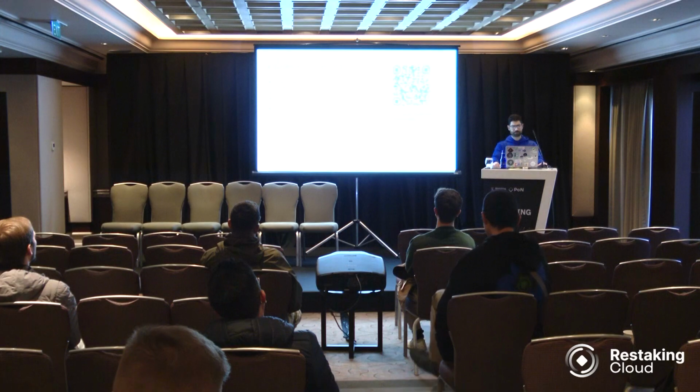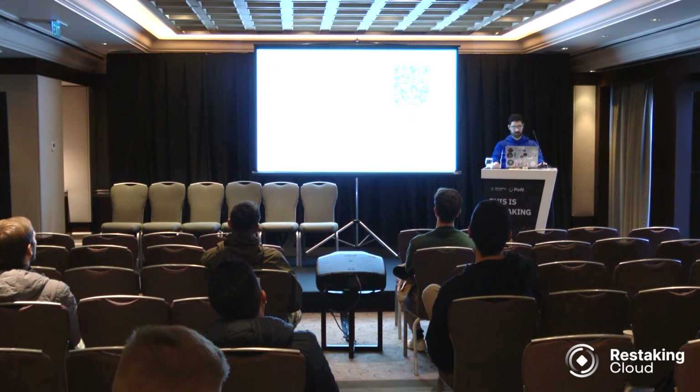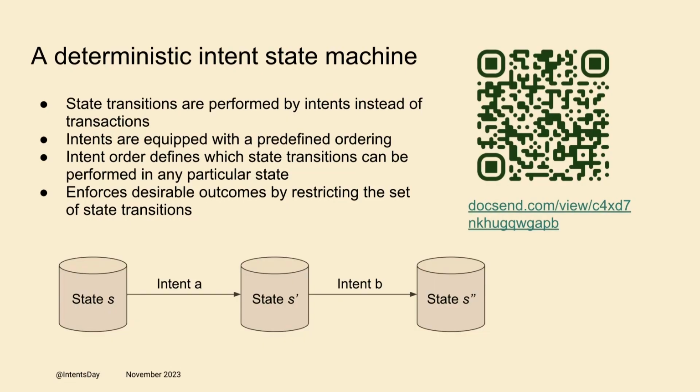So what we have done here is that we have generalized this to a deterministic intent state machine. So this is a generalization of a deterministic state machine. Instead of transactions, the transitions are called intents. But the difference between intents and transactions is that intents have a predefined ordering on them, and what I mean by this predefined ordering will become more clear later.